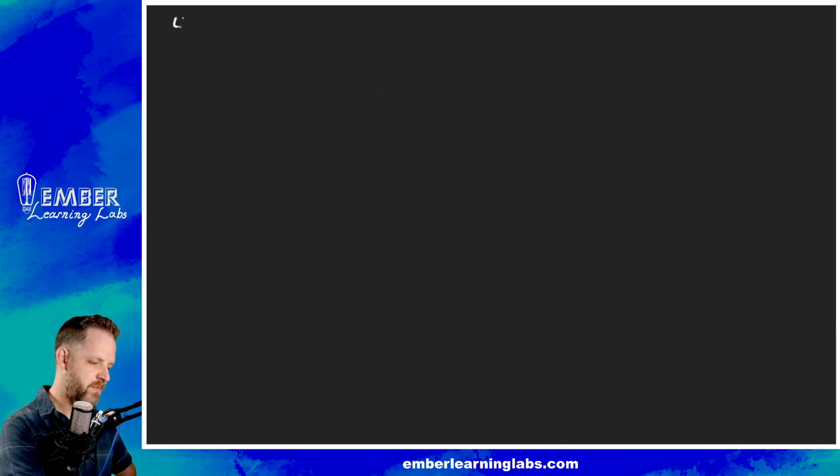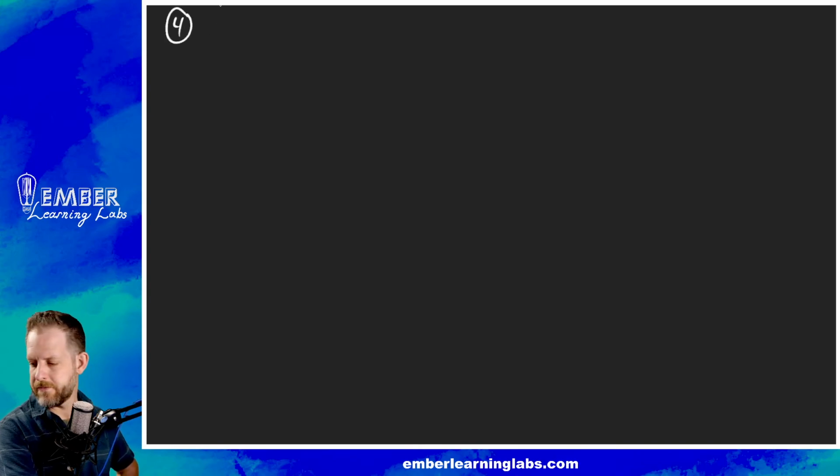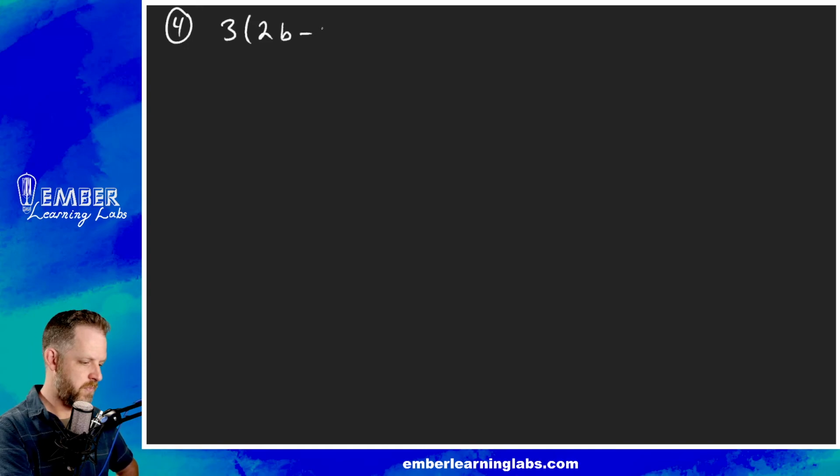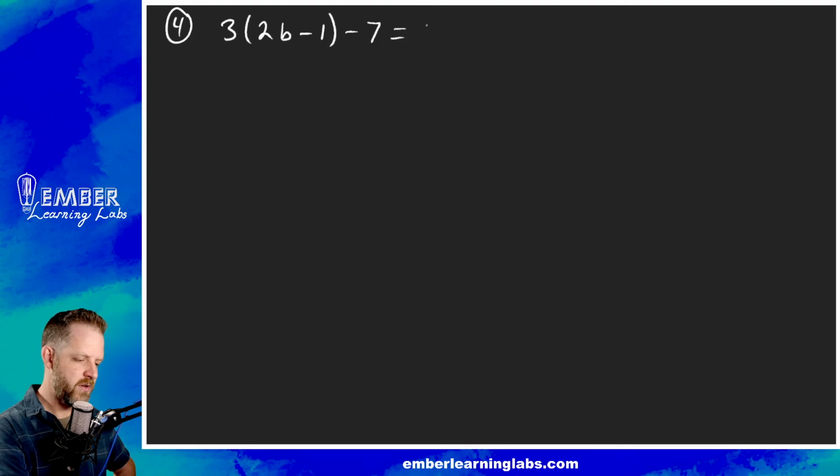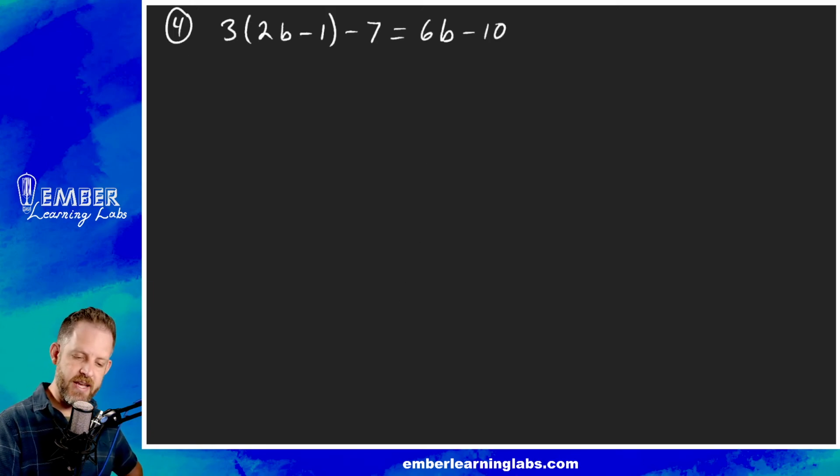Number 4 is going to be 3 times (2b minus 1), close parentheses, minus 7 equals 6b minus 10. All right, I'm seeing a distributive property. Let's take care of that. Well, seems like a good idea to me.